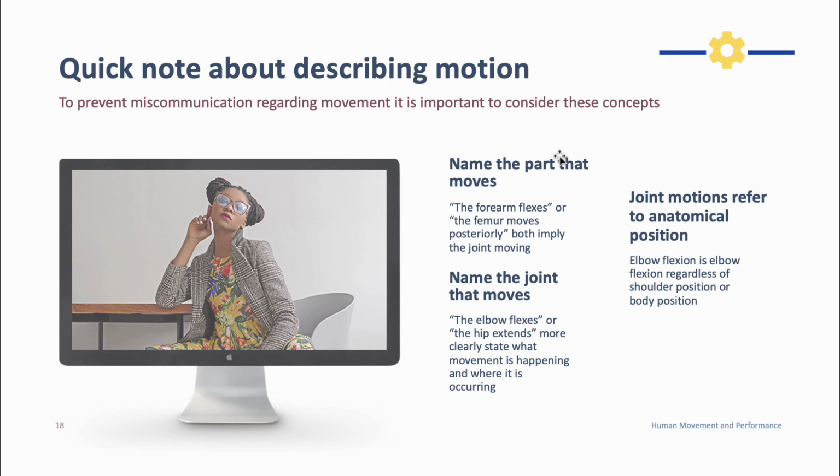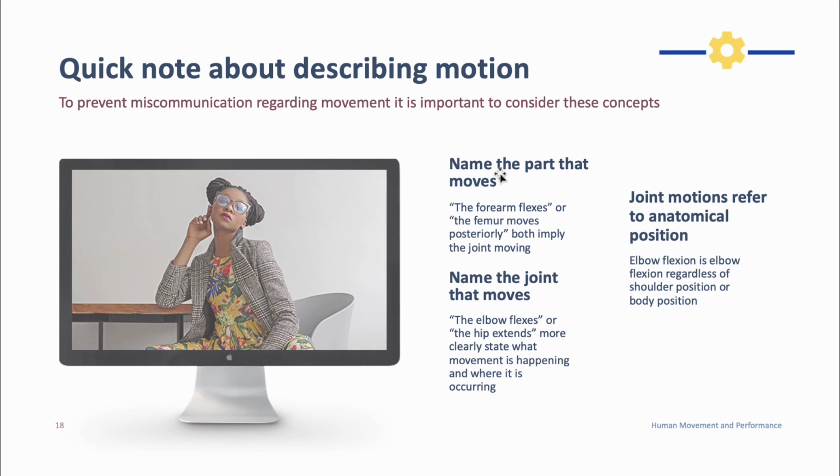First off, we have to name the part that moves. So typically you'll say something like the forearm flexes. That tells us that the forearm is moving. Flexion is a motion that occurs in the sagittal plane. We may use a term like the femur moves posteriorly, which means, again, this is the part of the body that moves, and it tells us what direction that part is moving.